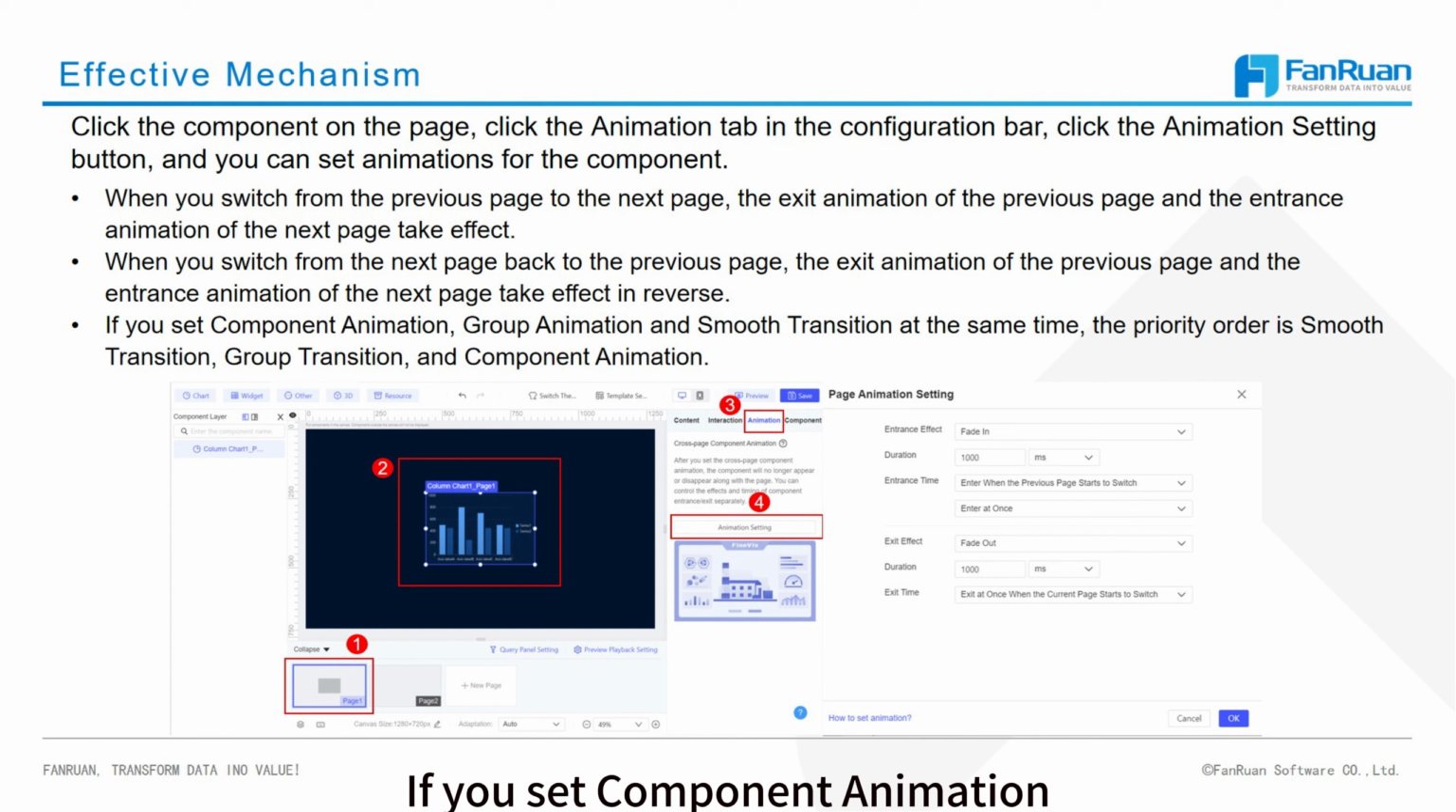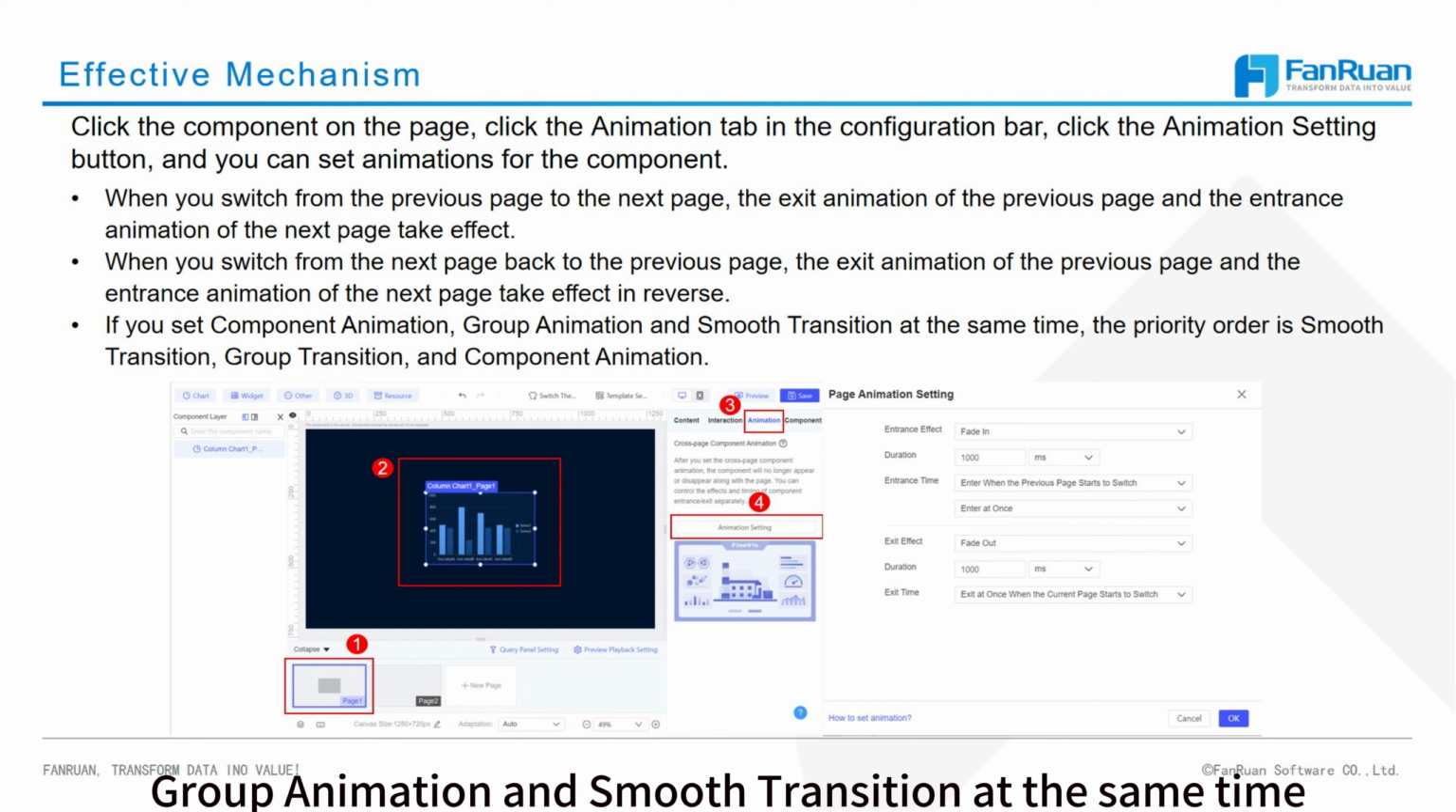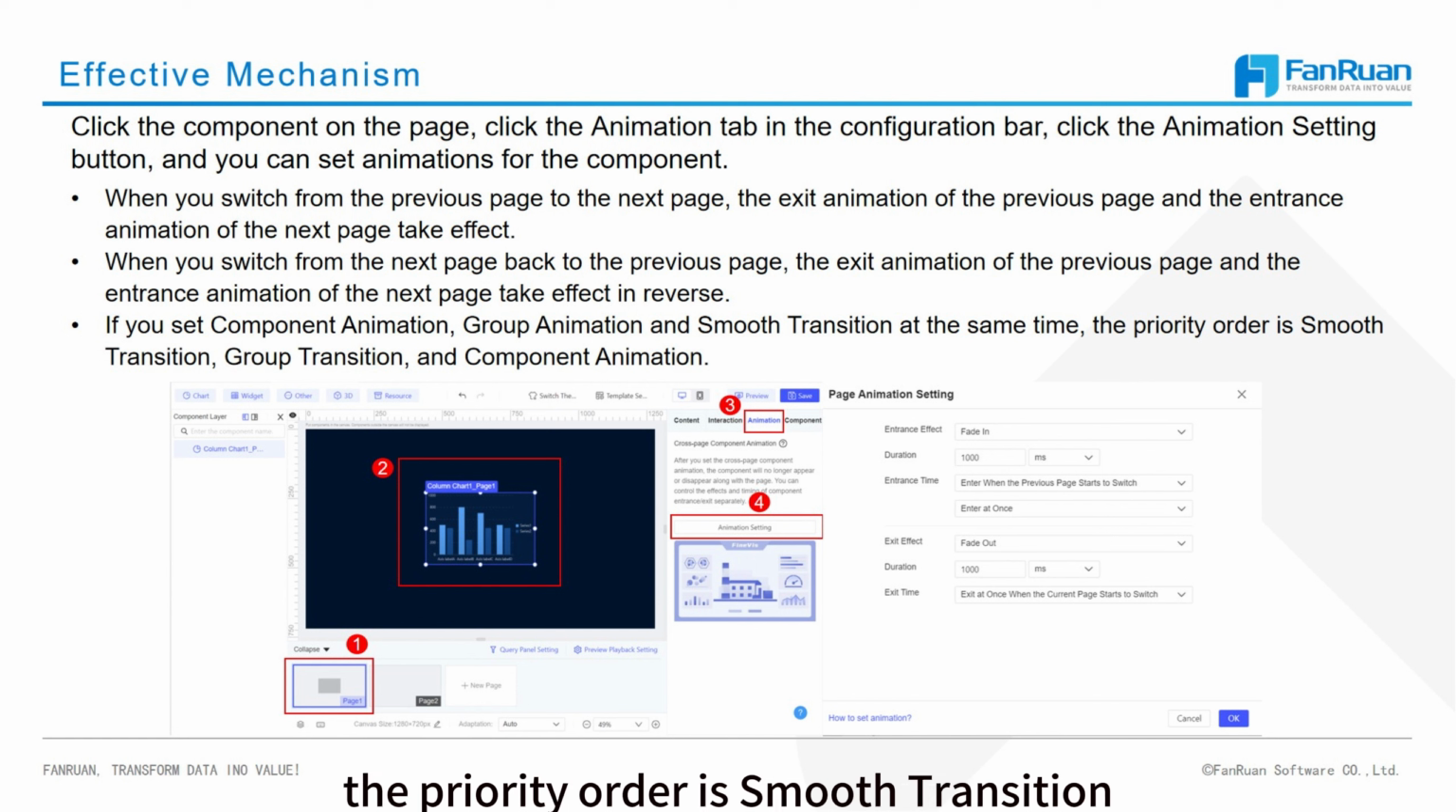If you set component animation, group animation and smooth transition at the same time, the priority order is smooth transition, group animation, and component animation.